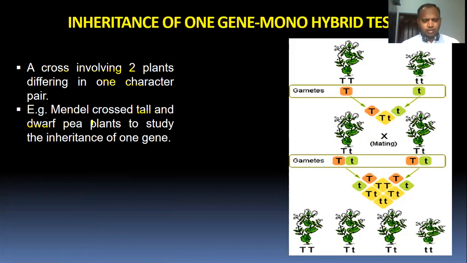Tall and dwarf is stem height, and he used any one of the 7 pairs because he wanted to know how the trait passes from parents to offspring. So the experiment name here is the monohybrid test, or monohybrid experiment. Why did he conduct this monohybrid? To know the inheritance of one gene at a time. For that, Mendel conducted hybridization. The hybridization procedure is the monohybrid cross.